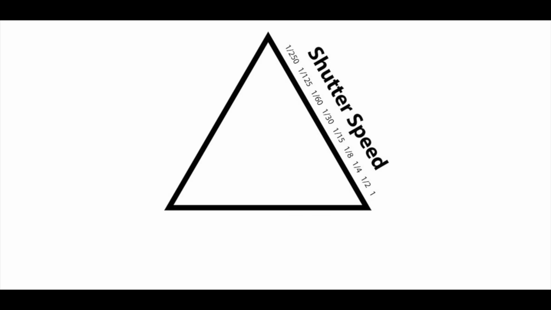So the lower the number, the wider the hole, the more light can come in. The bigger the number, the smaller the hole, the less light will come in. Easy. Next, let's talk about shutter speed.